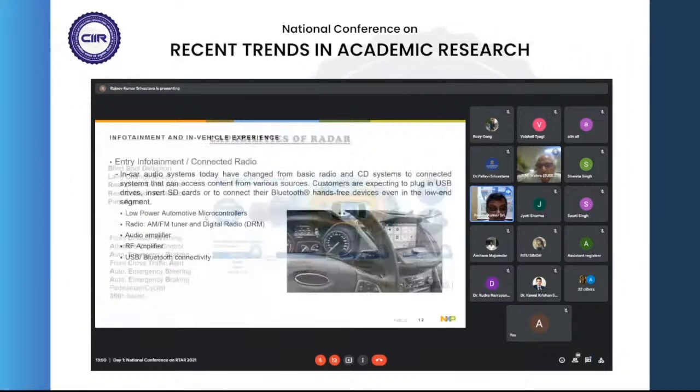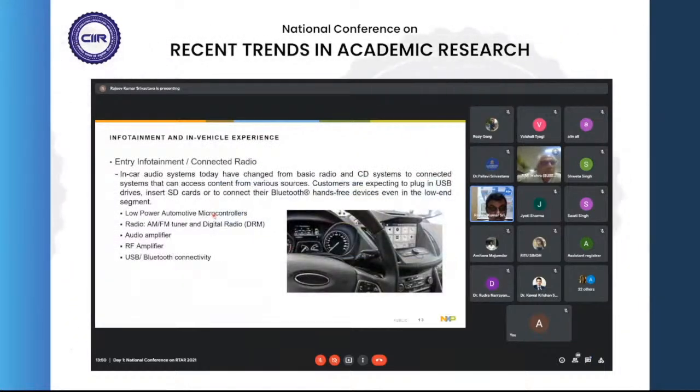Okay, then moving to the next one is the entertainment and connected radio. So of course, entertainment, you all know there are a lot of amplifiers and music systems, all those things are there. In radio also, we have a lot of AM, FM, we are all familiar with, but now we have digital radio also, we call it DRM. And this digital radio works on AM.